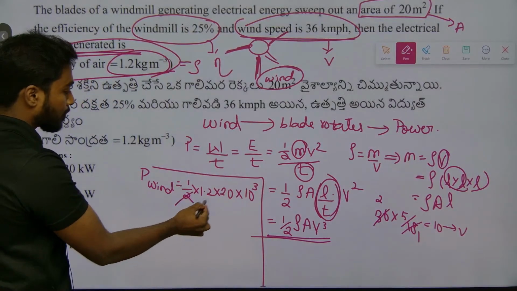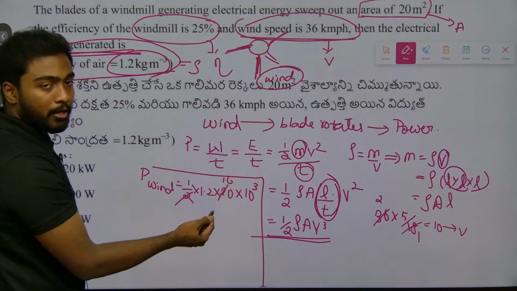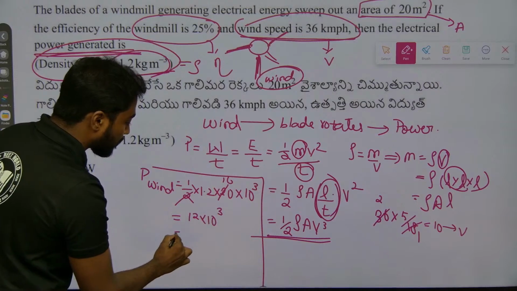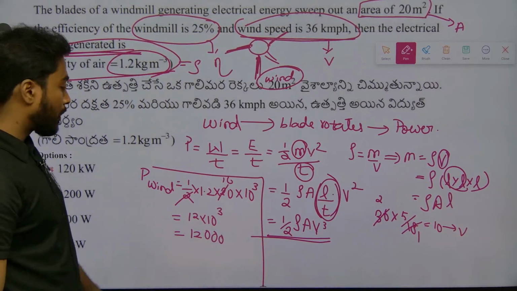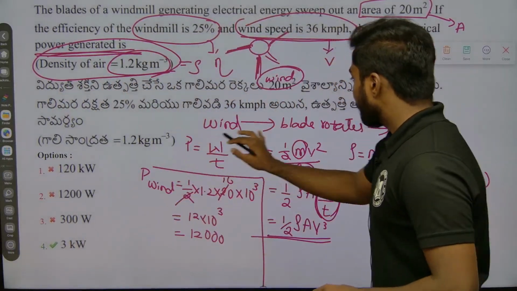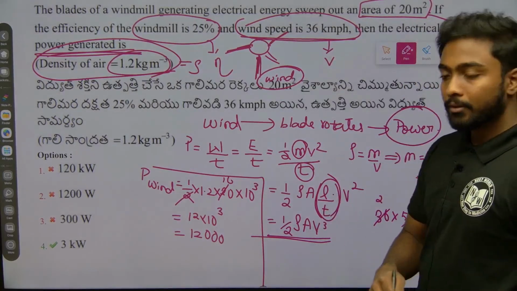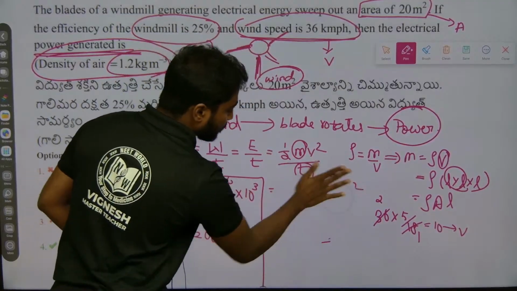So this 1 and this 1, I mean 10 times will go. So 1.2 into 10 is 12, and 12 into 10 power 3 is nothing but 12,000. This is the power of the wind. So this wind hits the blade, and the blade rotates and generates the power. Now let me take up space here.